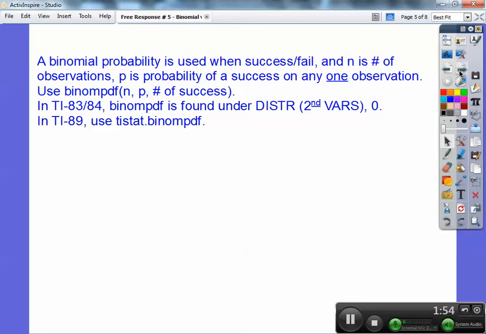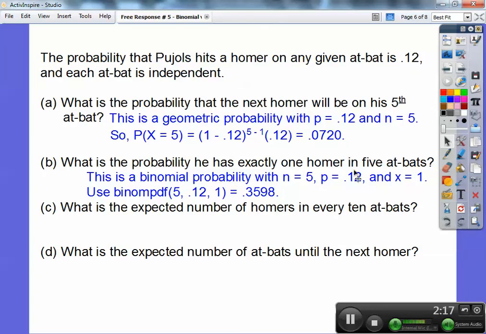For this one I just used a calculator, and binomial pdf, which is found under distribution, which is your second function, vars. In my calculator, it's 0, which is right underneath number 9. So n was 5, p was 0.12, and the number of successes: we just wanted one success, one homer. So we plug that in, and if we do that correctly, you should get almost 36%, 0.3598.